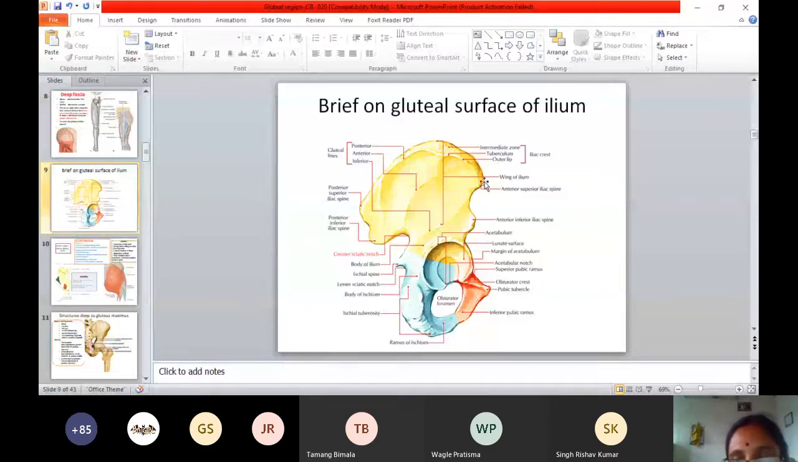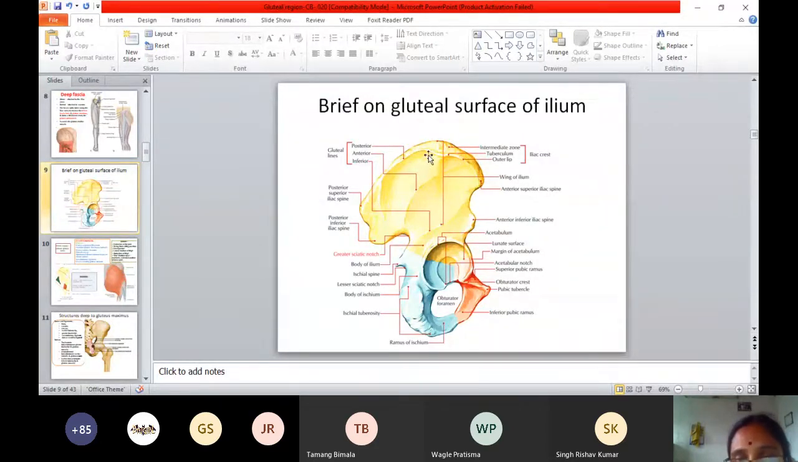Between the anterior superior iliac spine and the posterior superior iliac spine, this curved linear bony elevation is known as the iliac crest. This iliac crest consists of two parts. From here to here is the anterior 2/3 part, and the remaining one is the posterior 1/3 part. Here there is a bony projection known as the iliac tuberosity. In the anterior 2/3 part, it consists of three parts.